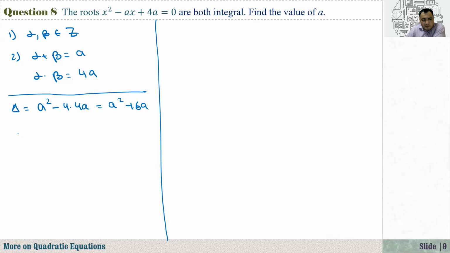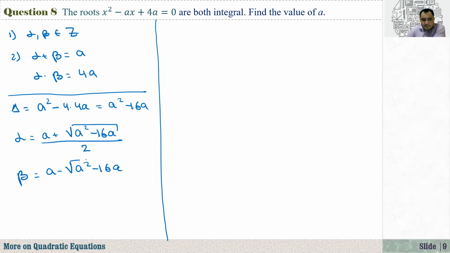So now from here we can write the roots, right? Alpha is equal to a plus square root of a squared minus 16a over 2, right? And the second root is a minus square root of a squared minus 16a over 2. So for the roots alpha and beta to be integer, the square root of a squared minus 16a must be an integer.